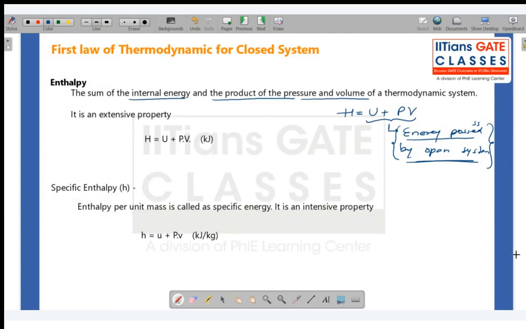Flow work at open. Look, Sanjeev, wait. That's what I am saying. Wait. We will come to that. Whatever I am saying, just try to, because right now we are on closed system, you see. So don't worry about this. We will come to open system. We will discuss this. Okay.